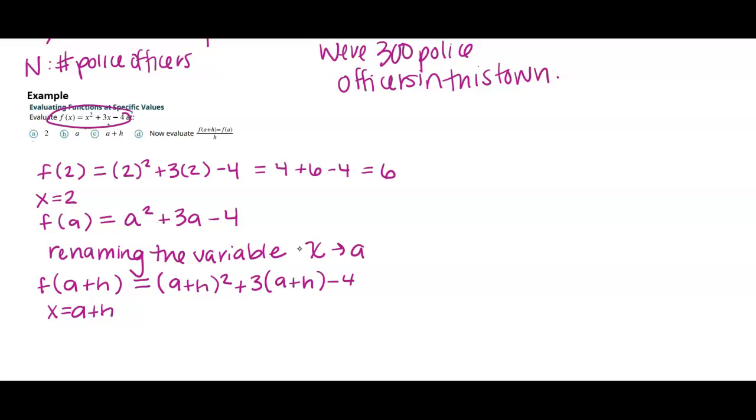I input a plus h. A plus h squared is a squared plus 2ah plus h squared. I then distribute the 3 and subtract 4. I don't have any like terms here, so that's going to be my final answer for C.